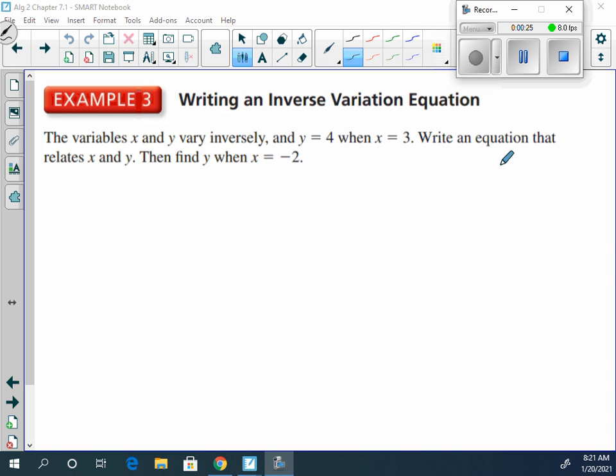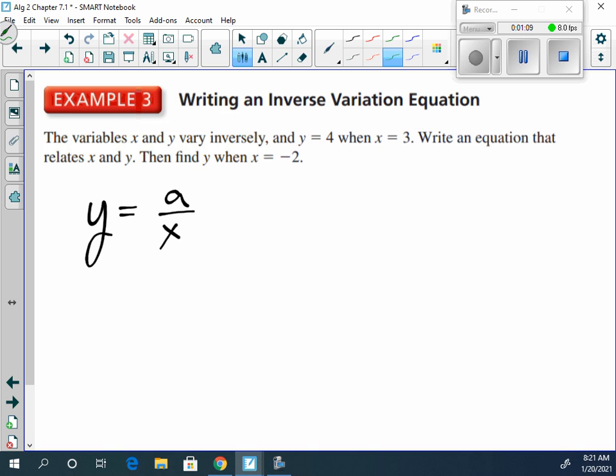Now here it tells us x and y vary inversely, and y is equal to 4 when x is equal to 3. Write an equation that relates x and y. Then find y when x is equal to negative 2. So if they vary inversely, what would that be? So y would equal what? Because varies inversely, y equals a over x. That's just our general equation for if it varies inversely.